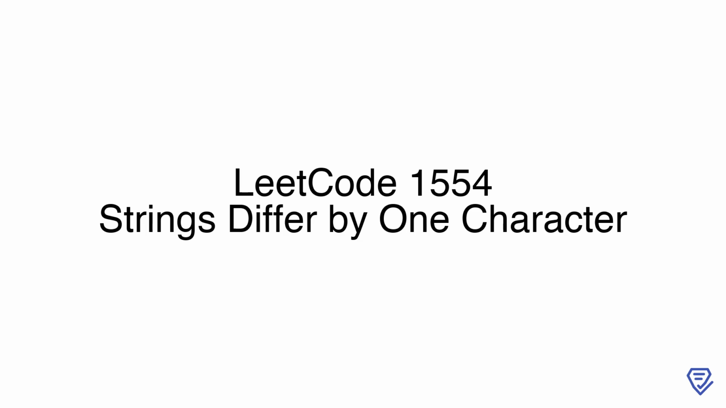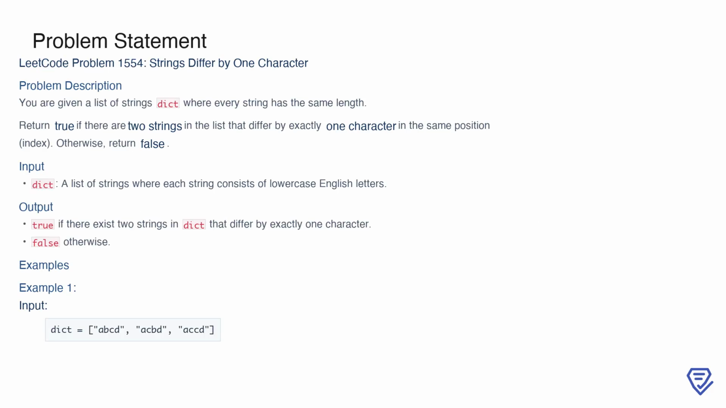Welcome! In this session, we will explore a problem titled Strings Differ by One Character, where we dive into an intriguing algorithmic challenge. We'll walk through the problem, analyze approaches, and understand the nuances of solving it effectively. Let's get started. In this problem, we are tasked with determining whether there exist two strings in a given list, dict, that differ by exactly one character in the same position.